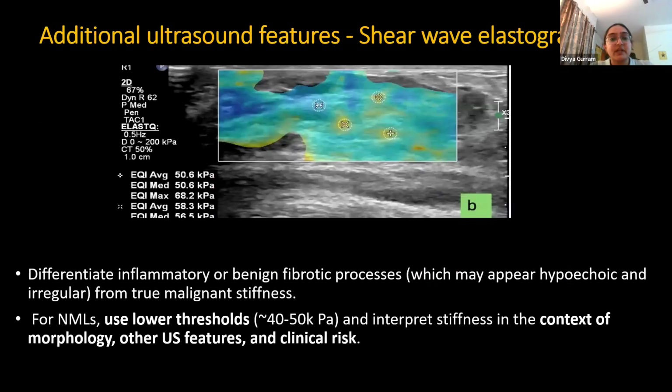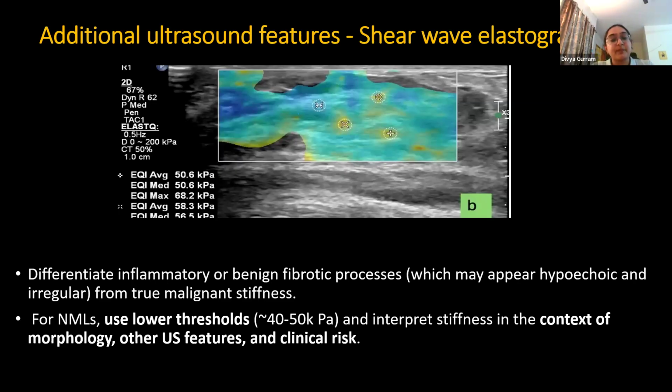An additional ultrasound feature that we can utilize in evaluating these non-mass lesions is shear wave elastography. Shear wave elastography works by quantitatively measuring tissue stiffness, calculating the velocity of the shear waves propagated through the tissues. So it adds quantitative data beyond the grayscale and Doppler findings that are conventionally used in ultrasound.